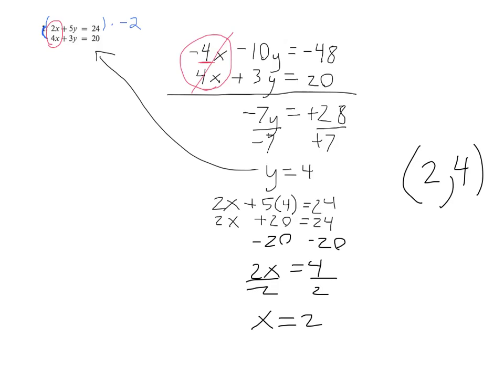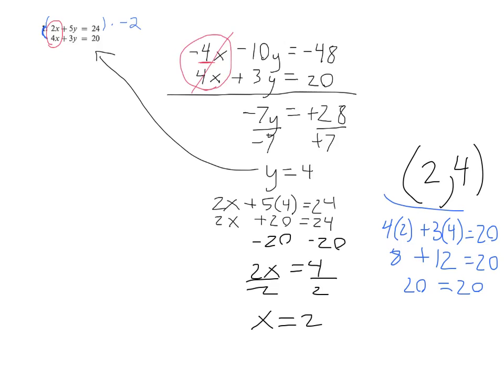All right, again, we can double check this. Let's plug it into the other equation, okay? So I'll show my work here. We get 4 times 2 plus 3 times 4 equals 20. Let's see if it works. 8 plus 12 equals 20. Yes, 20 equals 20. We're right. This is our answer. It's always nice to double check at the end and just see if you did it right.